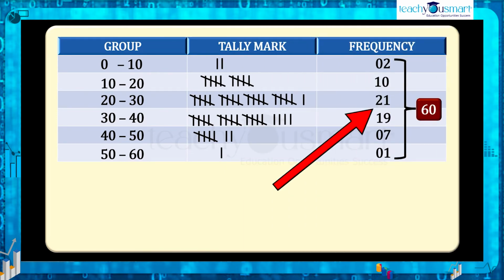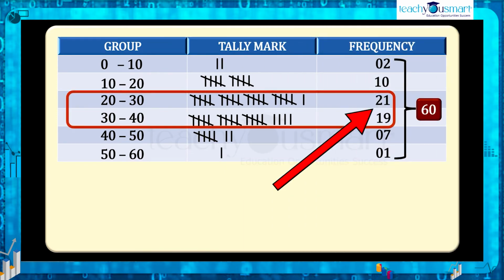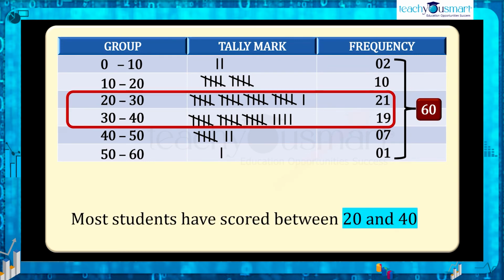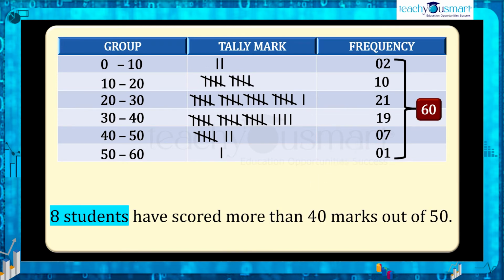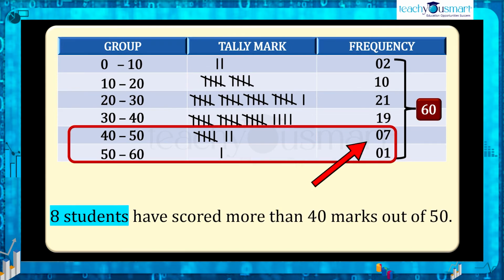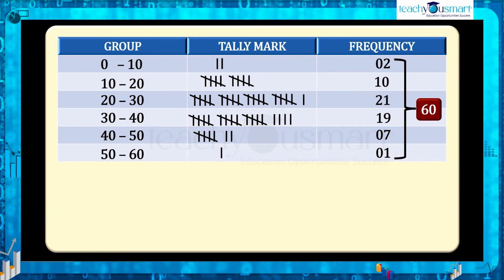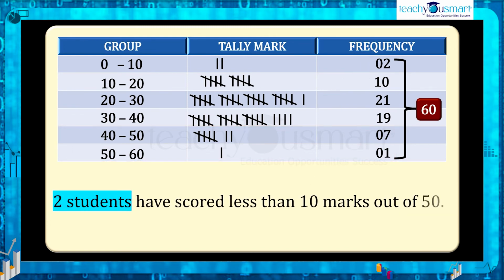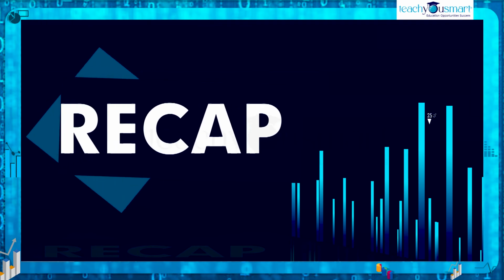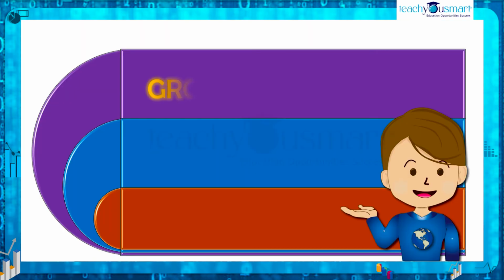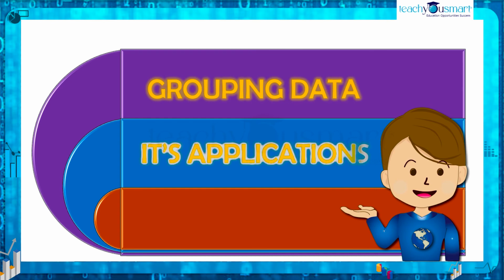From the table, we can easily find out that most students have scored between 20 and 40. Eight students have scored more than 40 marks out of 50. Two students have scored less than 10 marks out of 50. So, let's conclude that today we discussed grouping data and its applications.